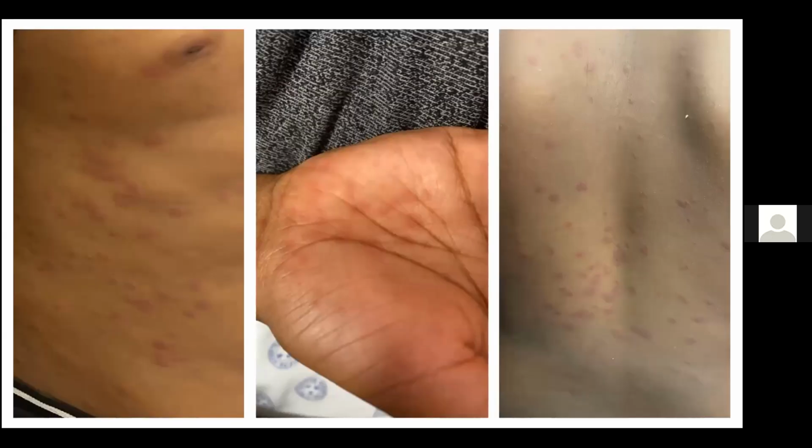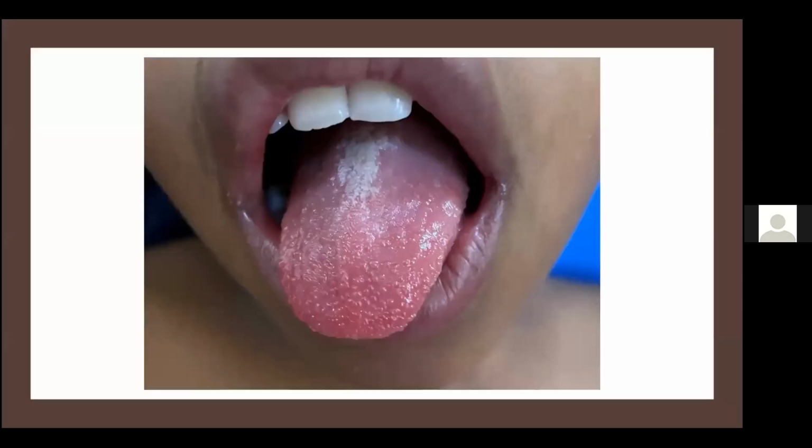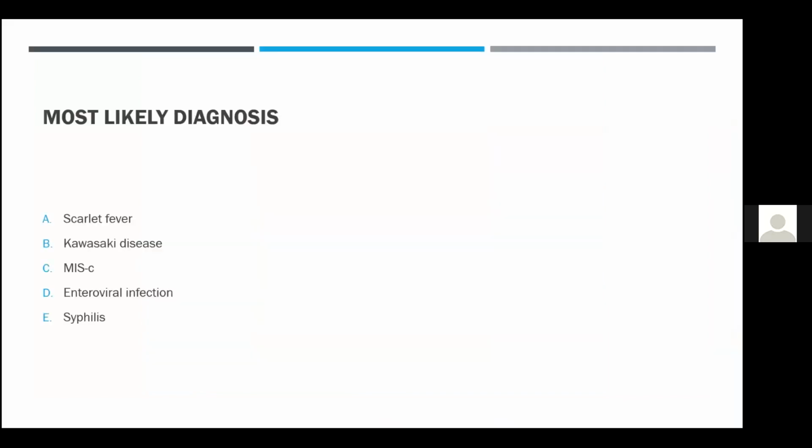This is a 10-year-old boy. He was previously well. He presents with high fevers and a rash. The rash is not pruritic. He's got no meningism, but he does have abdominal pain and a severe headache. And the rash involves his palms. Interestingly, about 3 days later, he developed red cracked lips and a strawberry tongue. So what is the most likely diagnosis? He's got scarlet fever, Kawasaki disease, MIS-C, enteroviral infection, or secondary syphilis.